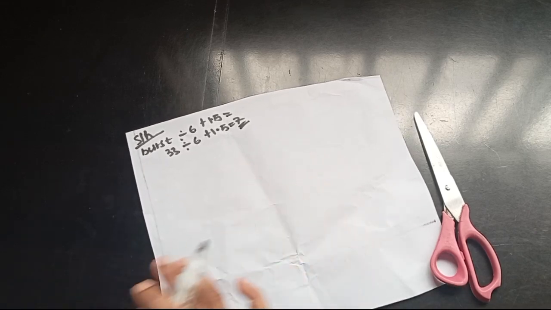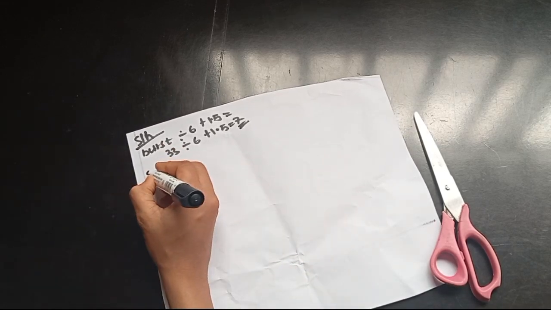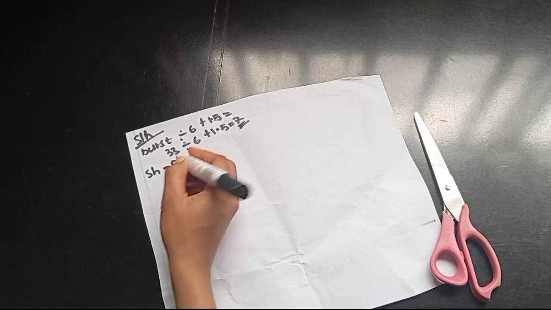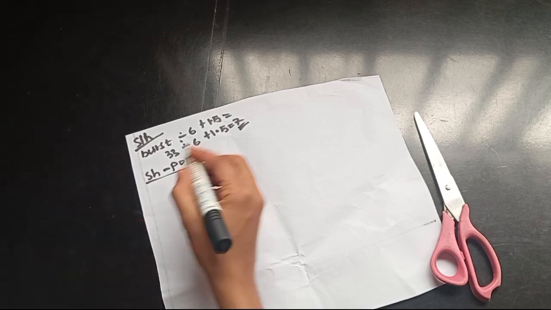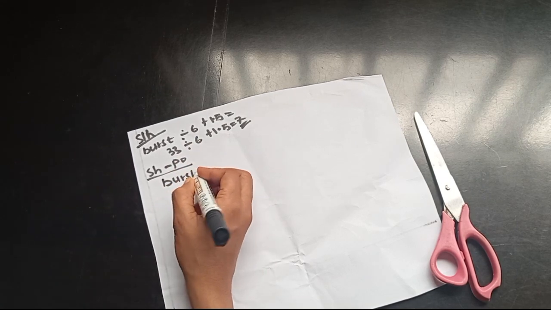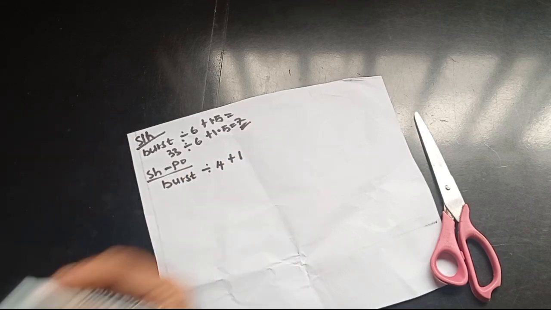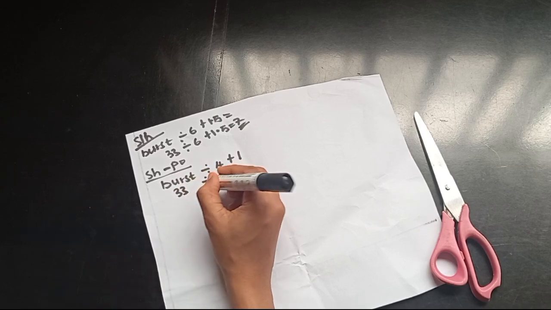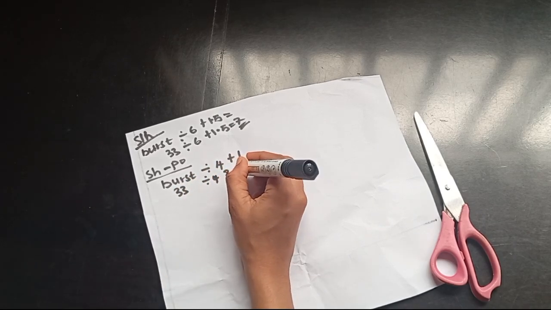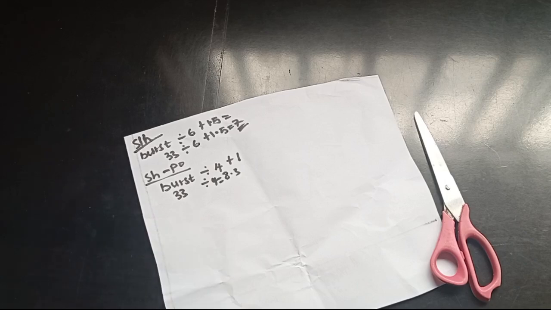Now the next is how to get your shoulder to bust point. The measurement you need is your bust circumference divided by 4 plus 1 inch. My bust is 33. If you divide it by 4, you have roughly 8.3. When you're using this method, just know that in most cases you can have a difference of 0.25 to 0.5, which is still not bad. You can use it for your measurements.